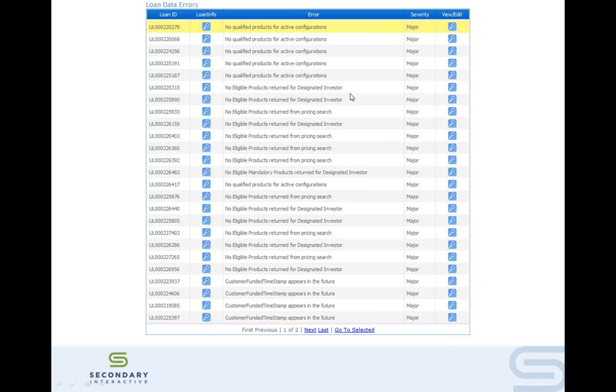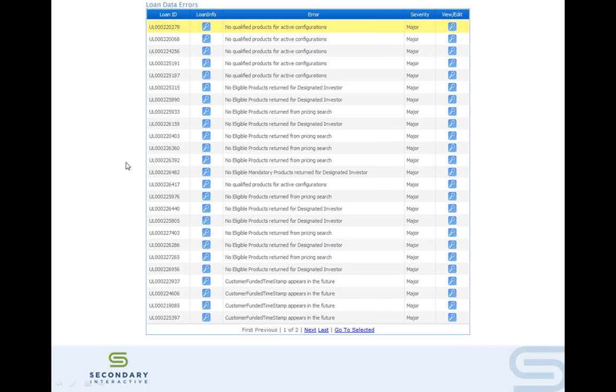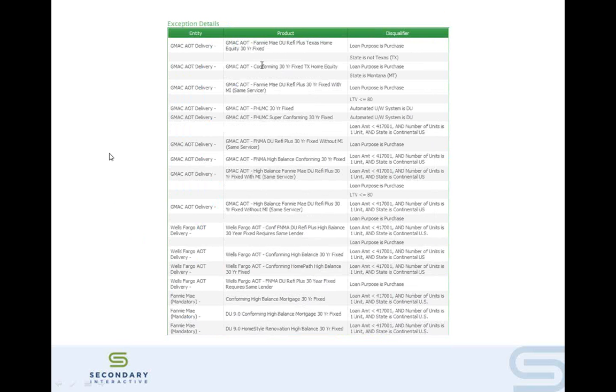For example, in this one here, I'll circle this one about five or six down, it says no eligible products returned for the designated investor. What's happened here is that the client has earmarked this as a loan that has to go to a specific investor, let's say a Wells only or a Chase only, and it's not eligible for that investor. This gives the client the ability to identify that, figure out what's wrong, and either remove it from the hedge, recommit it somewhere else, or take off the designation.